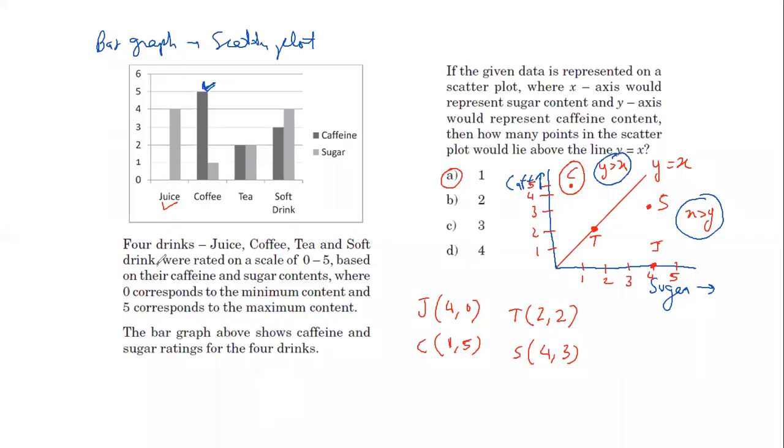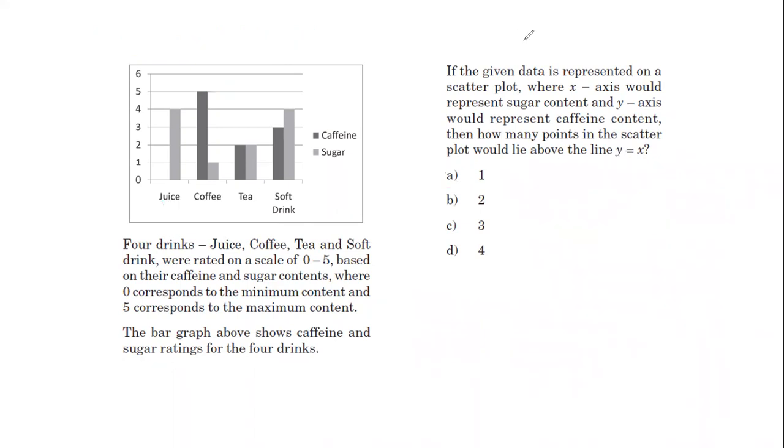So I hope guys this question is clear to everyone. There's only one point which is lying above the line y is equal to x.